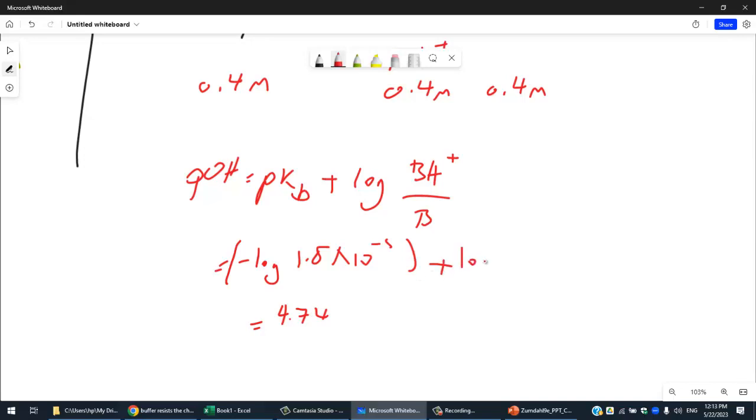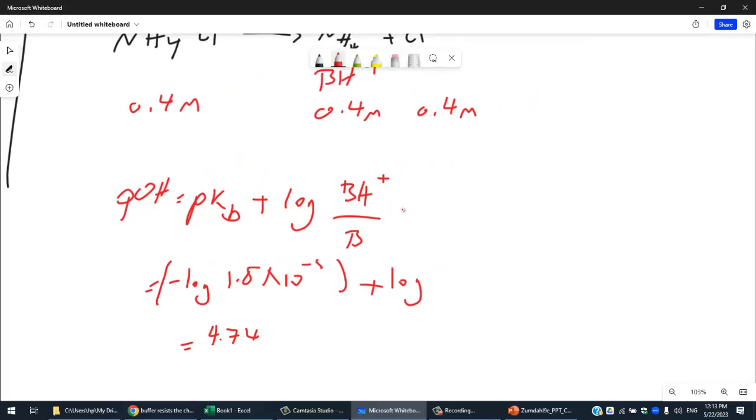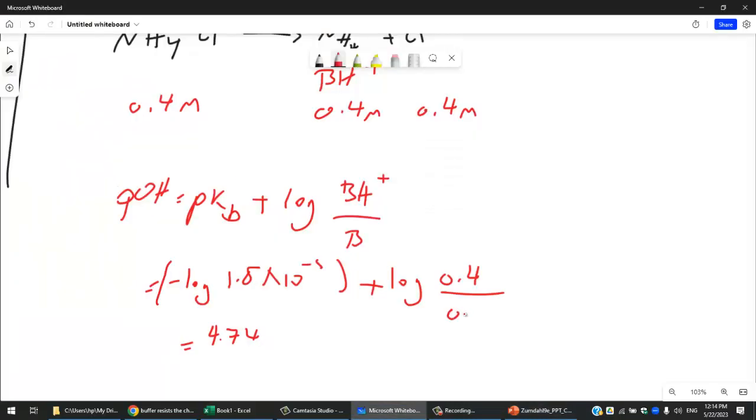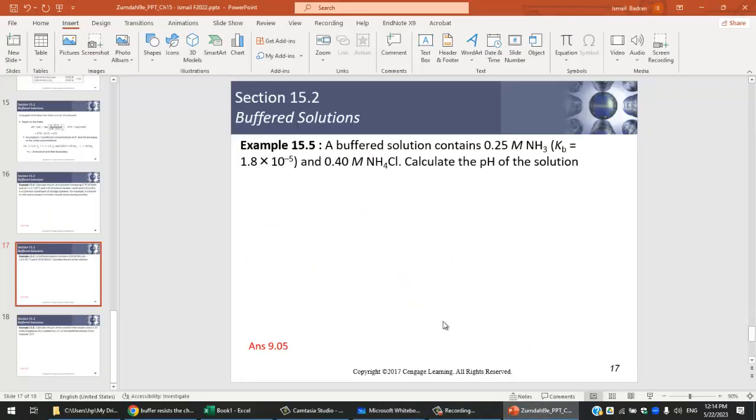Plus log, now BH plus, which is the conjugate acid, which is 0.4 over 0.25. So that's not a 1-to-1 buffer. That needs some calculations. Okay, so you can find this in the calculator, and you add the numbers together, and you will find the answer to be around 9.05 or 9. So this is a basic buffer. If you want to prepare a basic buffer in the lab, you can do that.